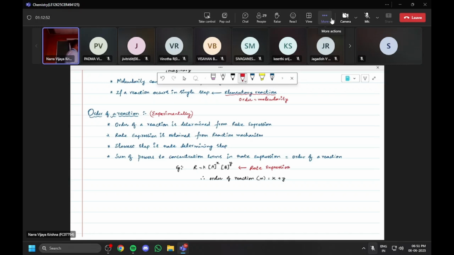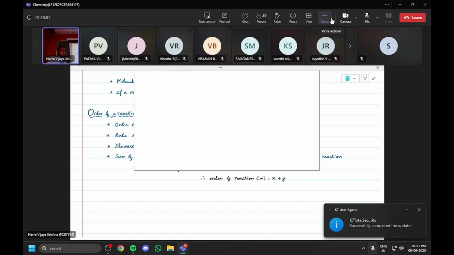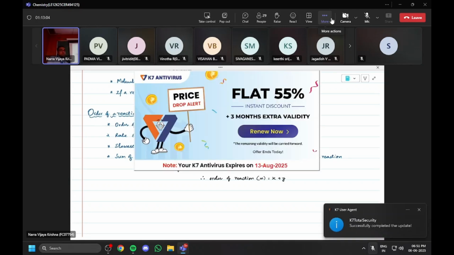Now the question is how can I find whether it is a rate expression or not? To write that rate expression, we have two methods. One is called the intermediate method. The second one is called the steady state approximation method. Intermediate method is present in our syllabus for Mains. Steady state approximation we need to study if you want to solve problems of Advanced. So we will see both by taking one example.